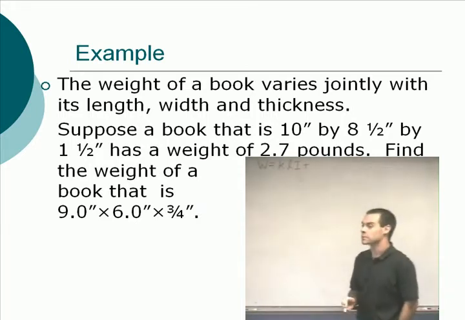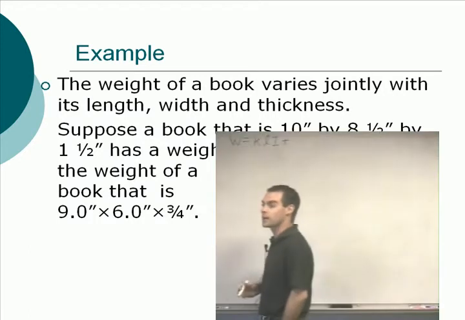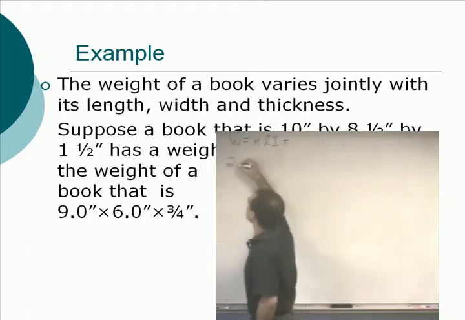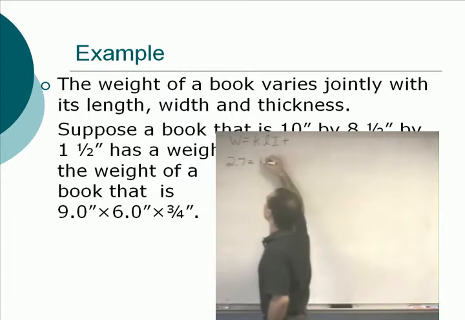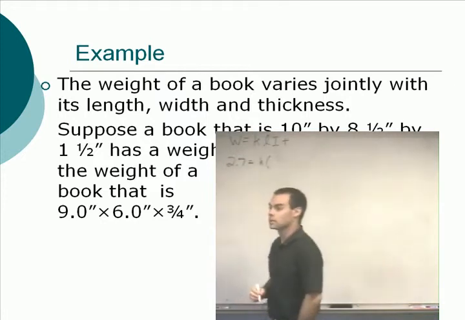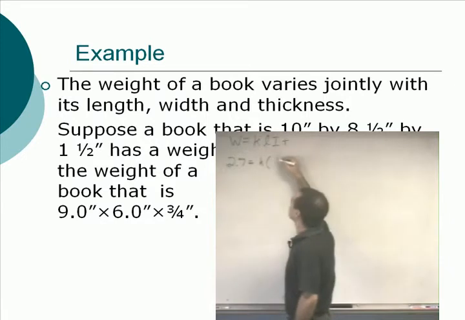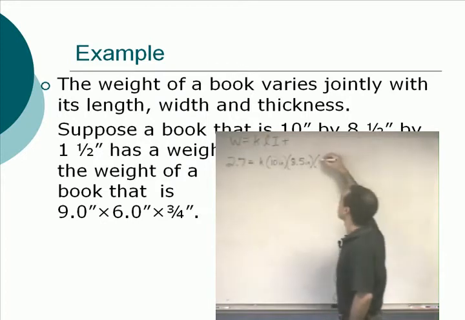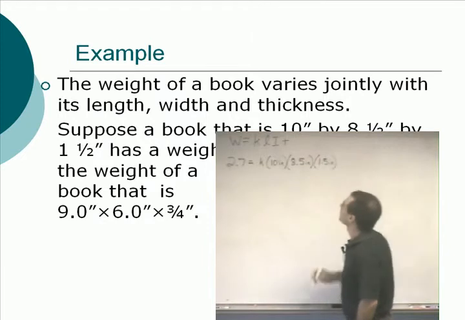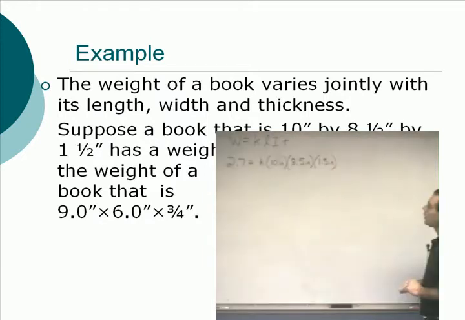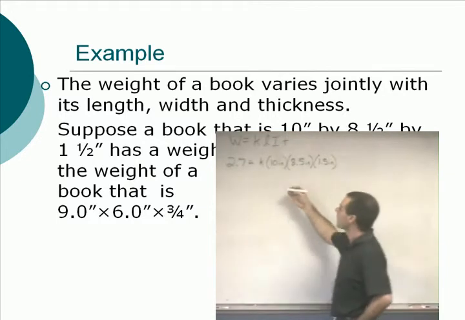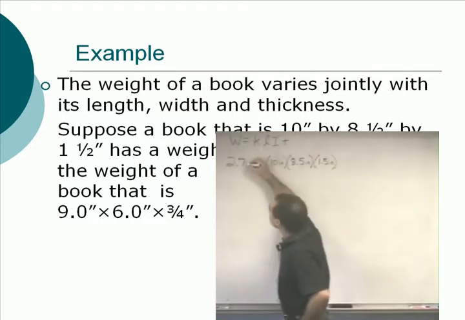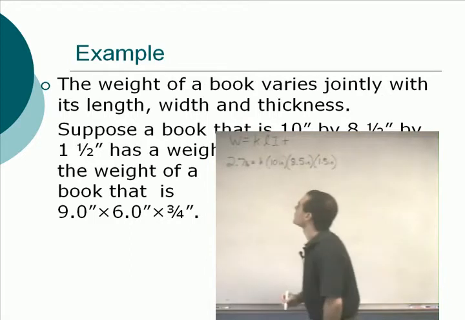Now we just do the same thing we did before. Suppose a book that is 10 by 8.5 by 1.5 has a weight of 2.7. So weight is 2.7 when we have K times a length of 10 inches, a width of 8.5 inches, and a thickness of 1.5 inches. Okay, well, we've got those plugged in. Now we can find K. I should have put units on 2.7 here. Make a note that that's 2.7 pounds.